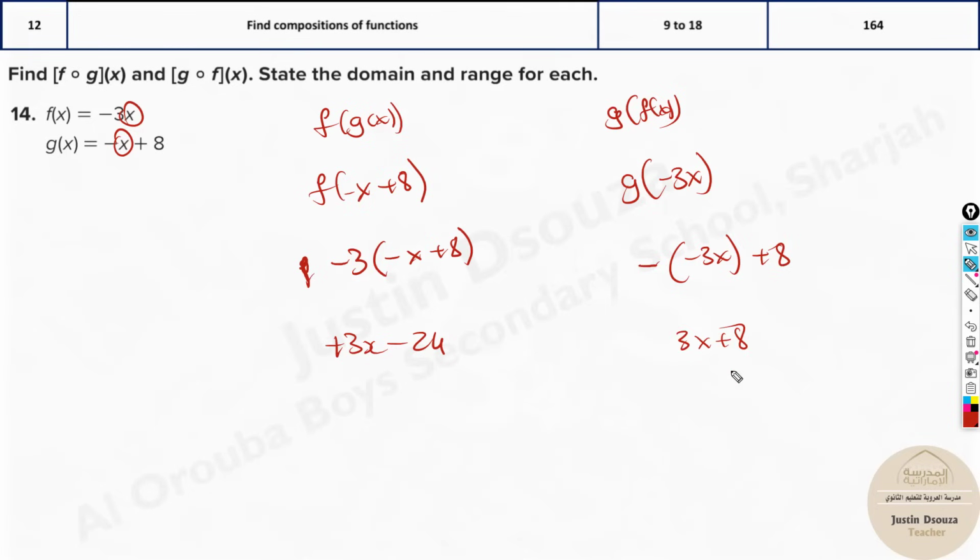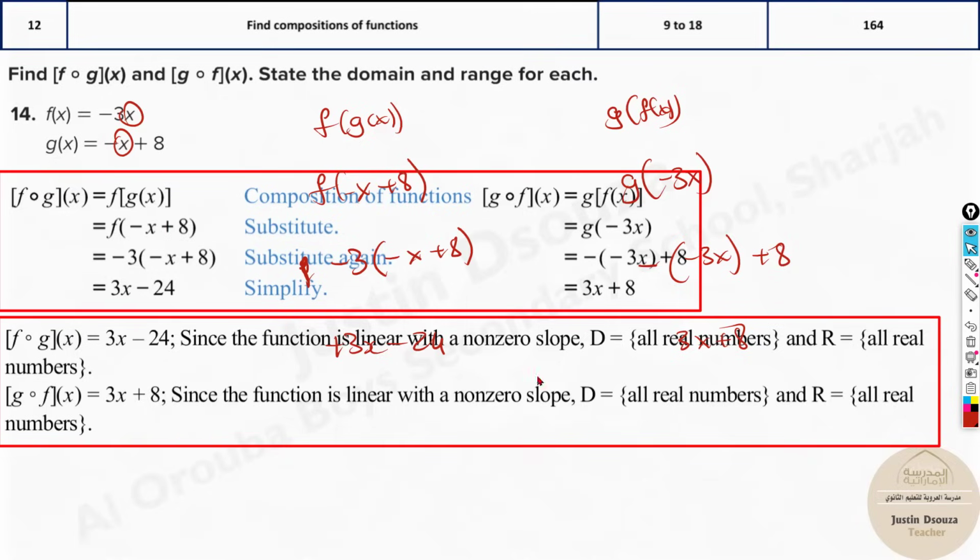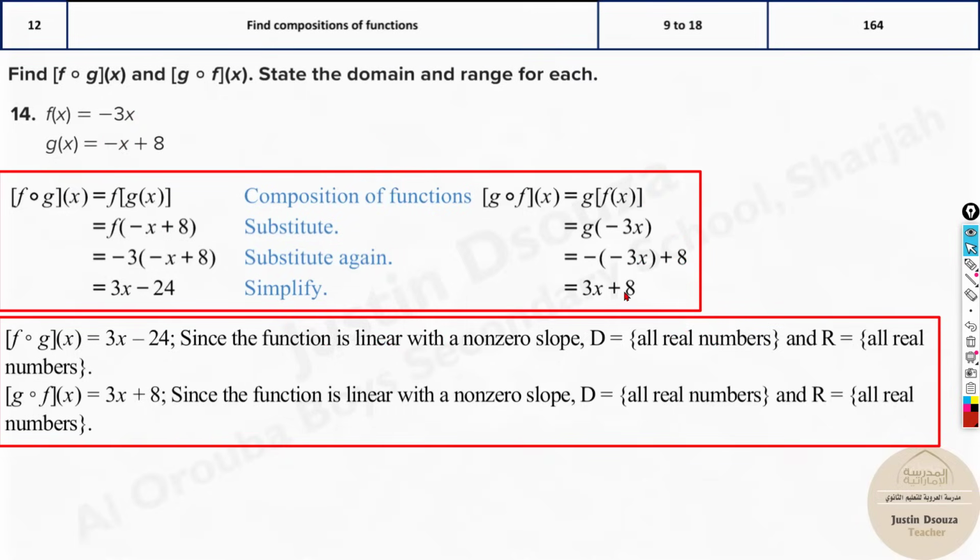That's the answers. So again, they are a linear function. All real numbers are the solutions. You can see these are the answers. Yes, they're correct. And all real numbers in both the cases are the domain and the range.